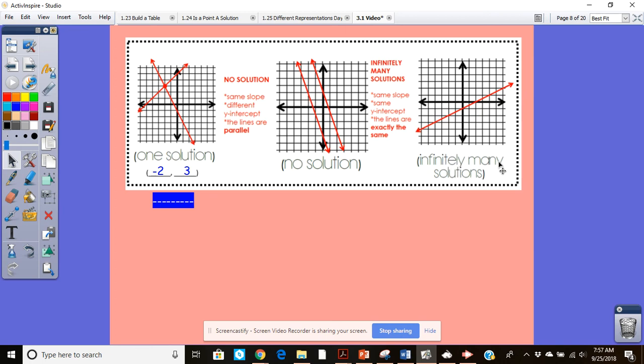And then when you have infinite solutions or infinitely many solutions, the lines are going to have the same slope, the same y-intercept, and the lines are exactly the same. You're graphing the exact same line twice, so they overlap. So every point on this line is a solution.